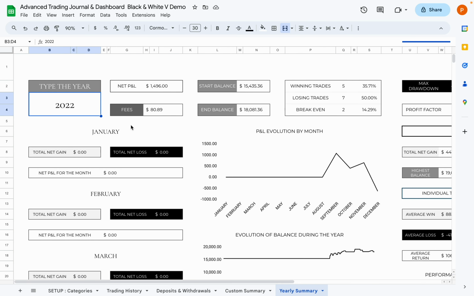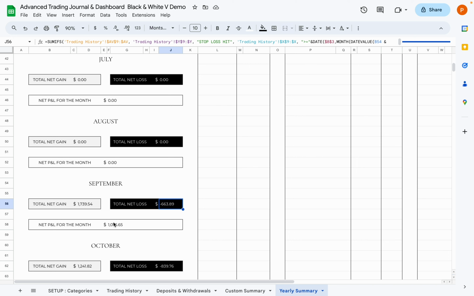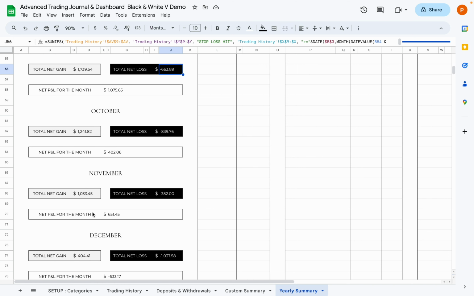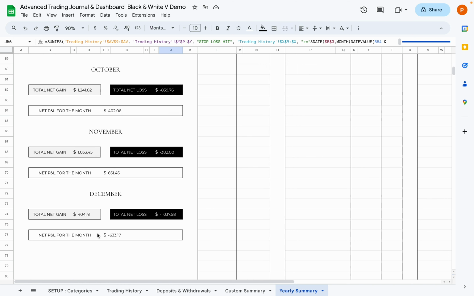I only have data for September, October, and November, I guess. So yes, you can see that during September my net gain was this and net loss that, and I also have my P&L, and this is it for all the months. So we are done for the journal.